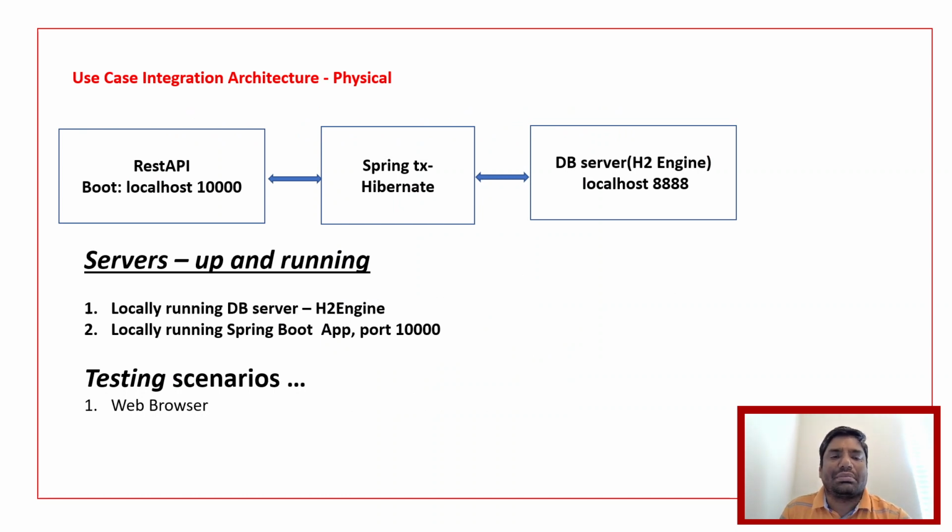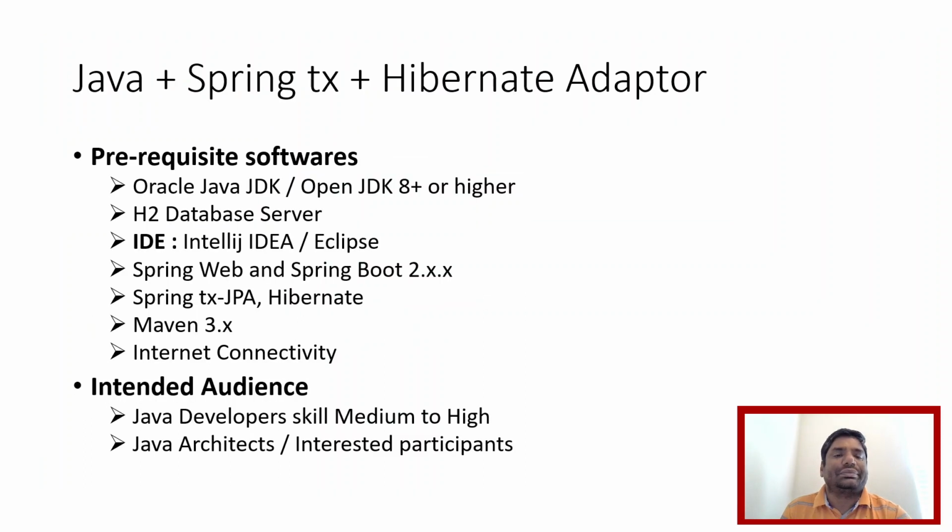So here I'm using a simple architecture. I'm building a simple REST API which is running on localhost port 10000, with Spring transactions integrating the Hibernate adapter, and the database engine is H2. Sorry, not DB2, the database server is the H2 engine, which is running on port 48. So let's understand what the prerequisites are.